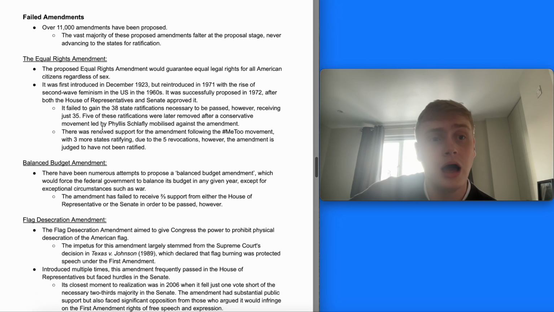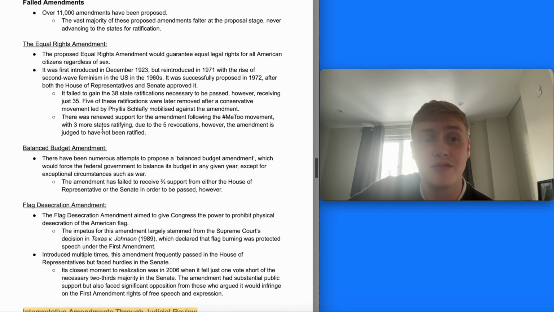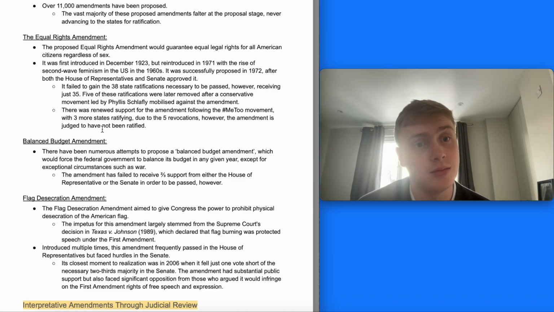One key amendment that failed is the Equal Rights Amendment. The proposed Equal Rights Amendment would have guaranteed equal legal rights for all American citizens regardless of sex, and it was introduced first in December 1923, but reintroduced in 1971 with the rise of second wave feminism in the US. It was successfully proposed, with a two-thirds majority in both houses of Congress in 1972, but it ultimately failed to gain the 38 state ratifications necessary for it to be passed, receiving just 35.